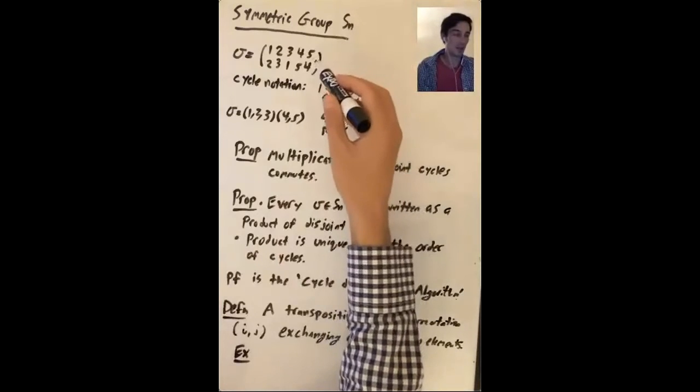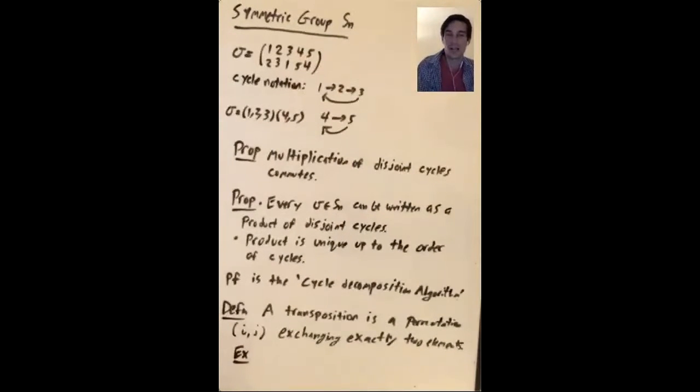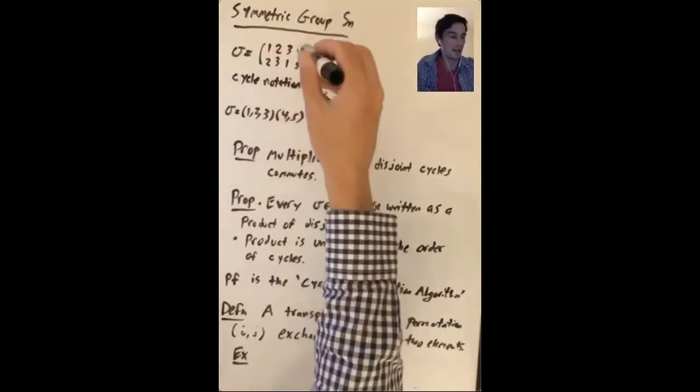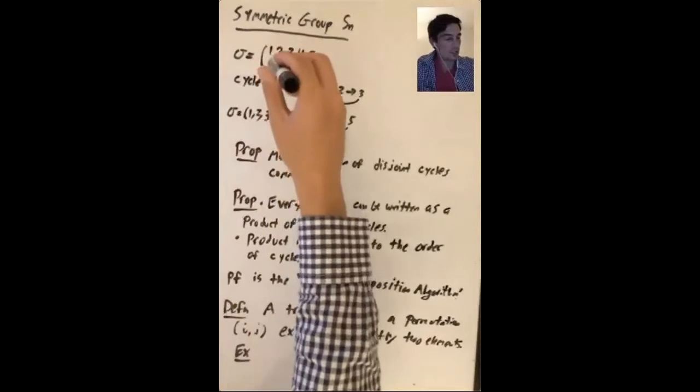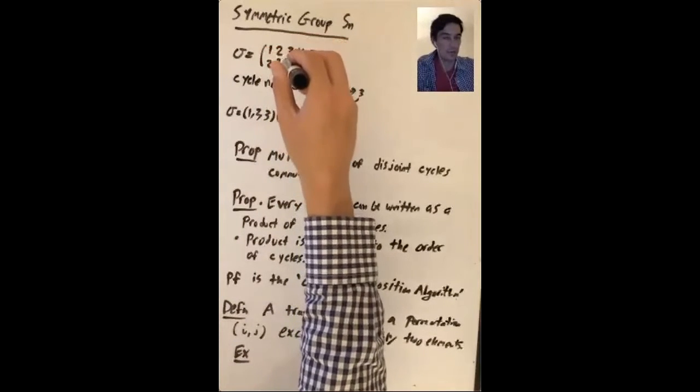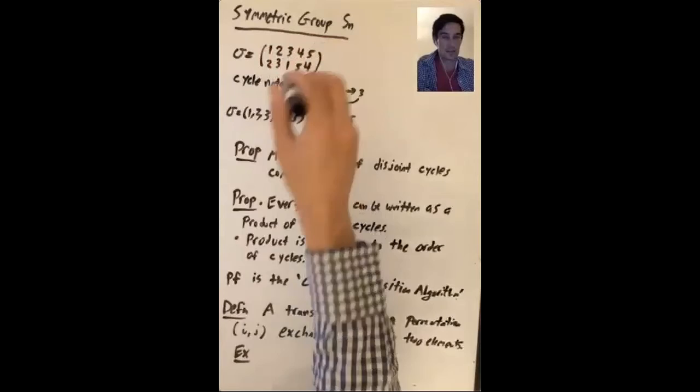Let's take an example. Here's a permutation in the two-line notation that I talked about last time. This is saying it's a bijection from 1, 2, 3, 4, 5 to 1, 2, 3, 4, 5, or it's a permutation of the numbers 1, 2, 3, 4, 5, where 1 goes to 2, 2 goes to 3, 3 goes to 1, 4 goes to 5, and 5 goes to 4.